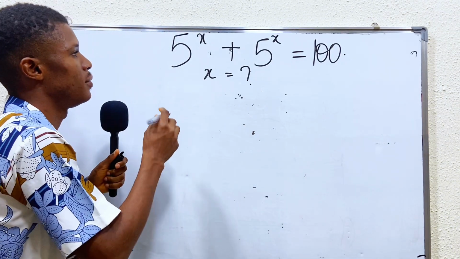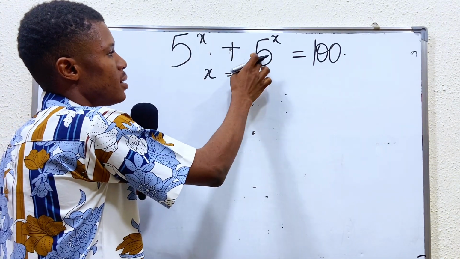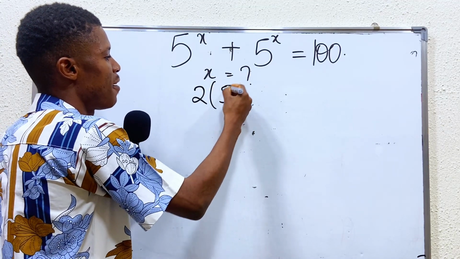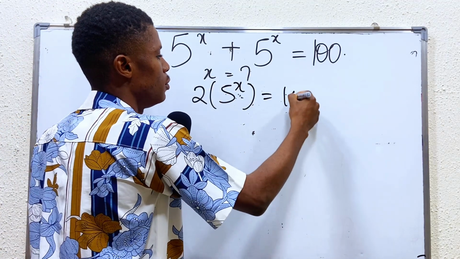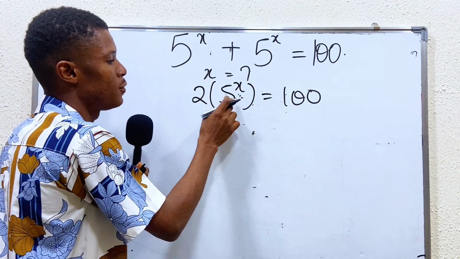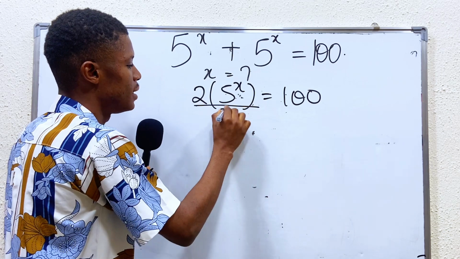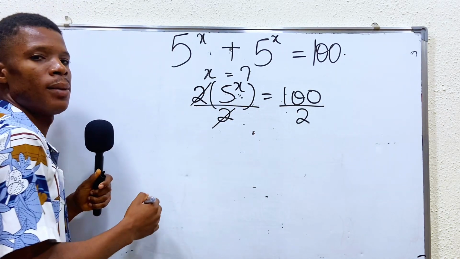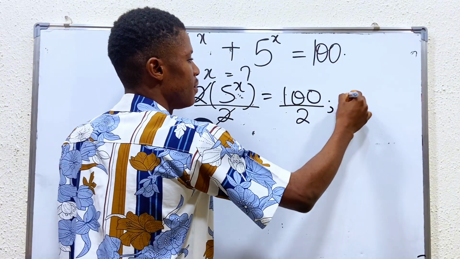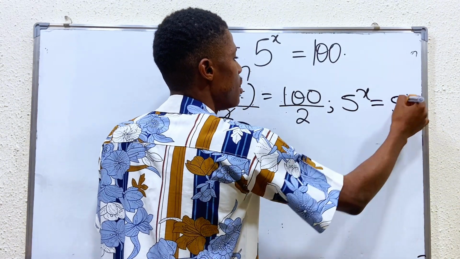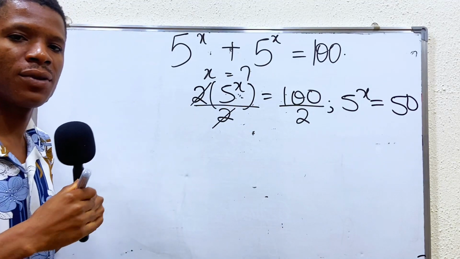All you have to observe is that we have two 5 power x's. So we can now say that 2 into 5 power x is equal to 100. Okay, we added them. Since we have two lots of 5 power x, we divide by 2 and divide by 2. So when you divide through by 2, you can now see that 5 power x is equal to 50, because 100 by 2 is 50.